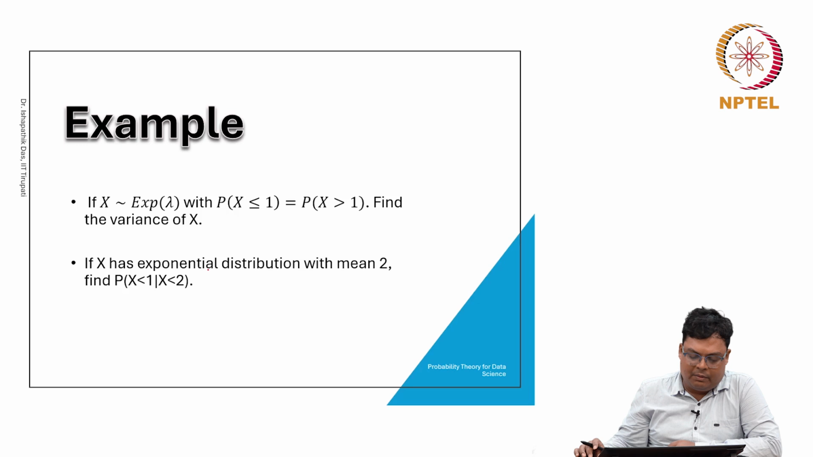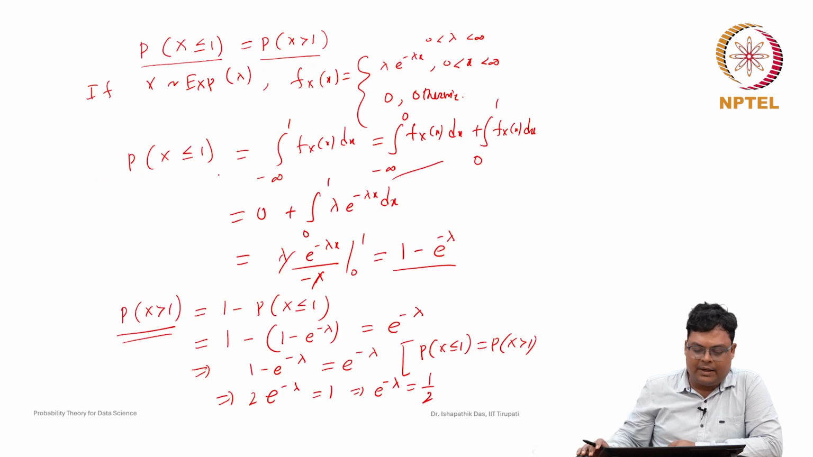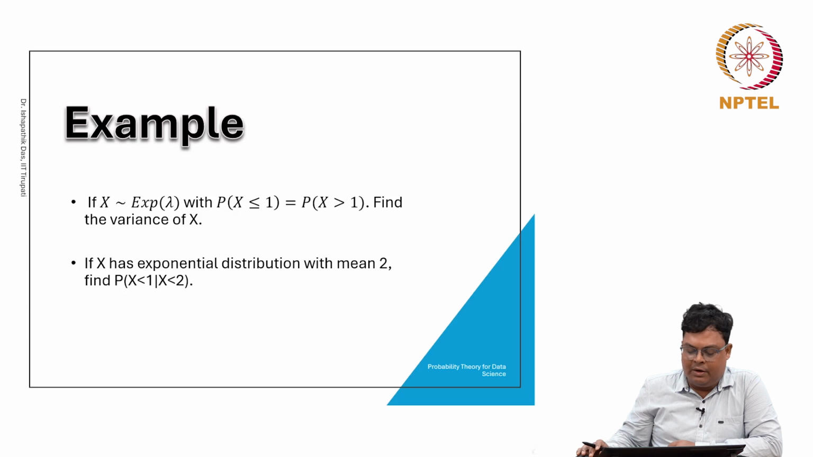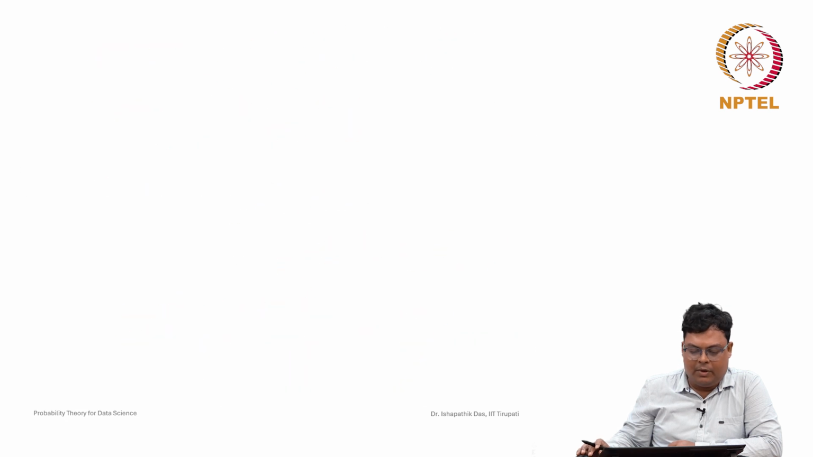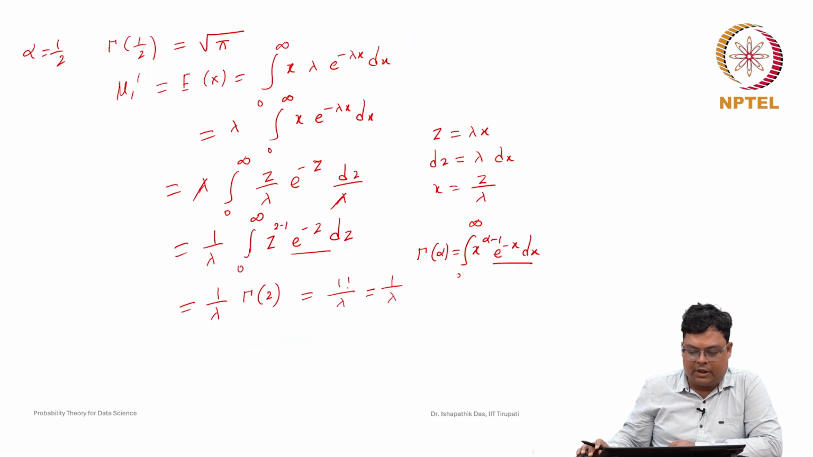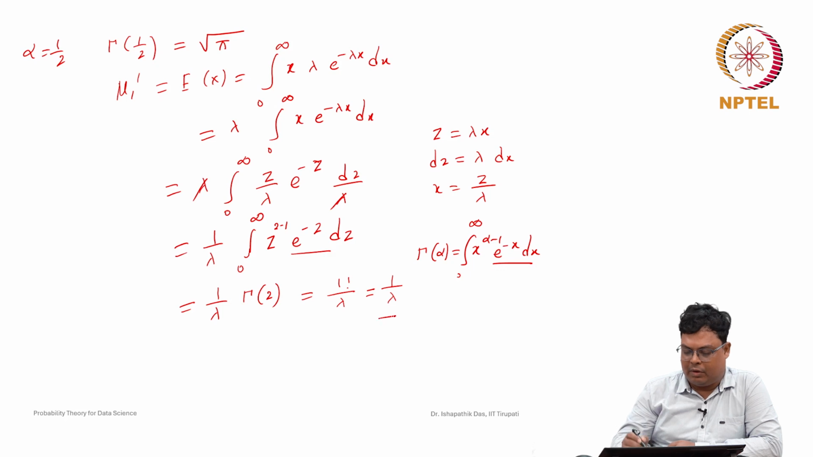So, how can we find the probability of X less than 1? It is given that X has an exponential distribution with mean 2. Now we have to understand the mean of a random variable, which we computed earlier. The expected value of X, mu 1 dash, is 1 by lambda. So, here we computed that the mean is 1 by lambda.